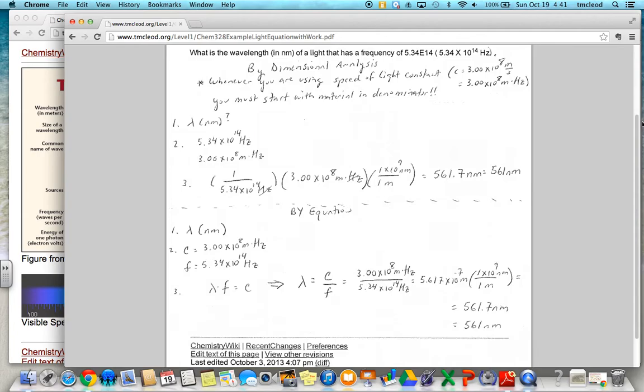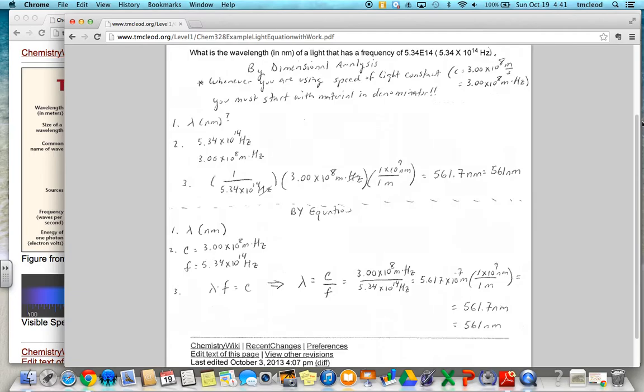So the question asks for wavelength in nanometers. You're given the frequency and you're given the speed of light in meters times hertz. Again, you're using dimensional analysis. If you're looking for one unit, you start off with 1 unit. What you have to do here is look at the conversion factor, which is the speed of light: both units are in the numerator. So therefore, to cancel, you're going to have the first thing we start off with on the bottom.